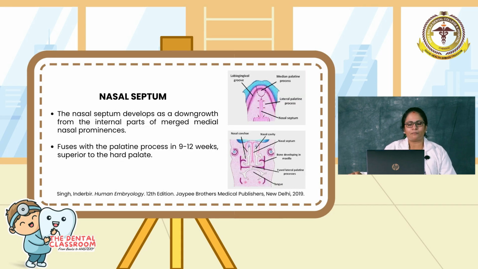The nasal septum develops as a downgrowth from the fused medial nasal prominences. By around 9 to 12 weeks, it extends downwards and fuses with the developing palatine process just above the hard palate. This process divides the nasal cavity into right and left halves. If this fusion is defective, it can result in midline anomalies, such as clefts or a deviated septum later in life.